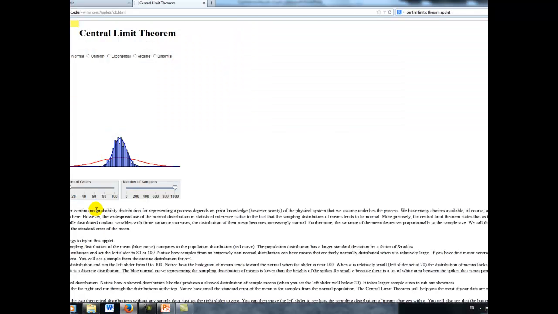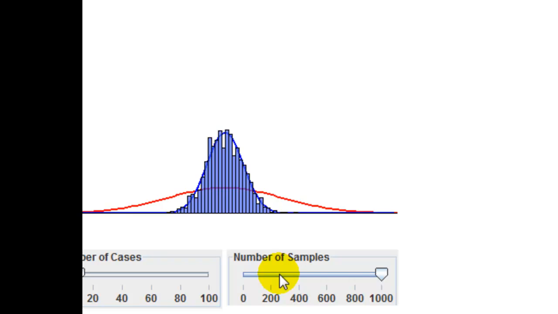Now what this applet shows is the number of cases and number of samples. The number of samples is set at 1,000, so it's not even the infinite number of cases that we would see with a true ideal, since this is a theoretical distribution, this distribution of sample means. But as we change this scale here, which represents sample size, we can compare this line, which is, in this case, our population distribution, to our sampling distribution.